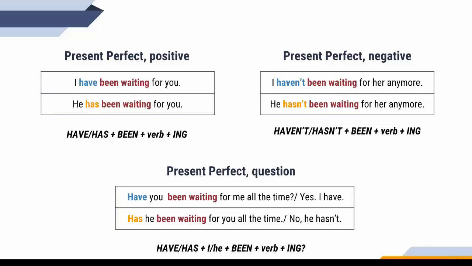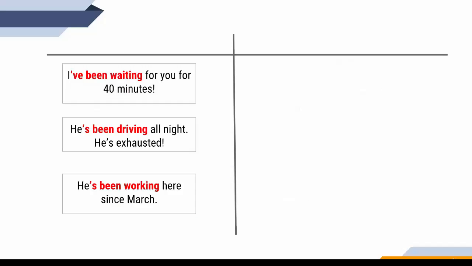When you want to ask a question in present perfect continuous, what you need to do is to start with the auxiliary have. Have you been? Has he been? Present perfect continuous. Let's now pay attention to the usage. How it is formed, it's clear.